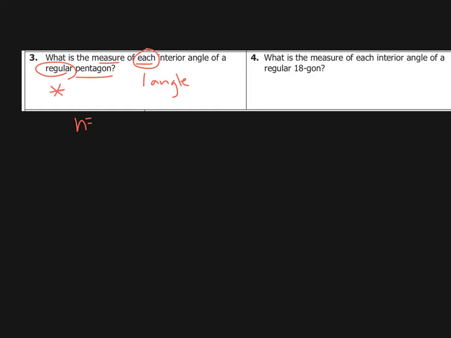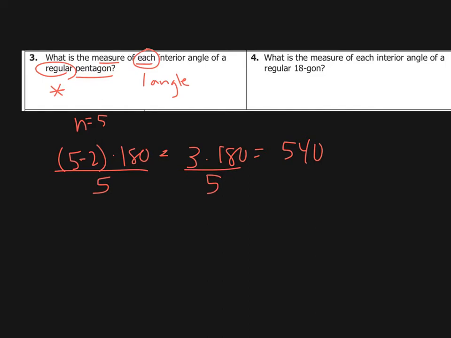n is equal to 5. So the sum of all the measures is going to be 5 minus 2 times 180, which is 3 times 180, which is 540. Now that's the sum of the interior measures of any pentagon. But since it's regular, there's 5 angles. And if I divide by those 5, I'm going to get that each angle itself individually is 108 degrees. And if you check, 108 times 5 should get you to 540, so that seems reasonable.